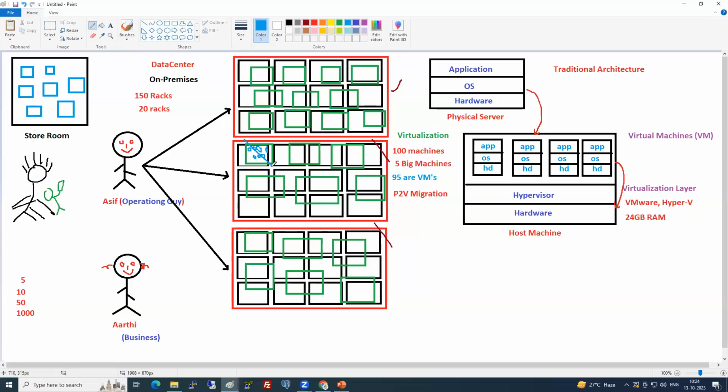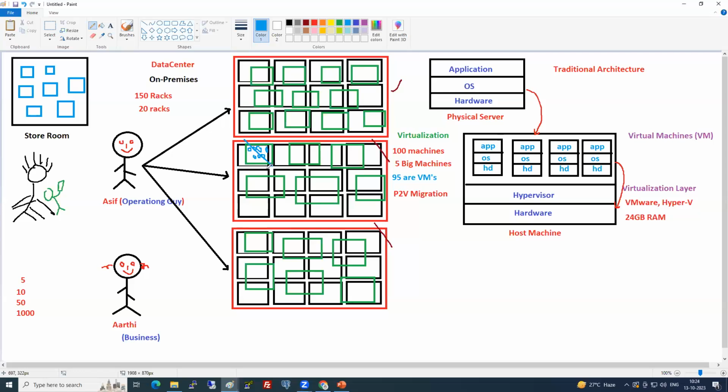And that too, I have virtualization also, risk has been increased. I cannot handle the data center. What happened, Aarti? I got a good business. I want to sign, but I could not sign. And my hands are shaking because Asif is not handling the data center.